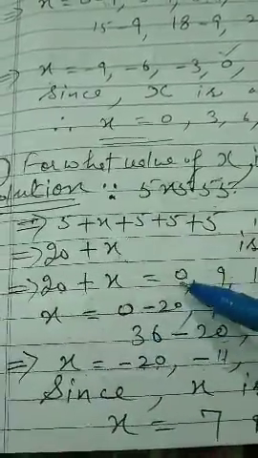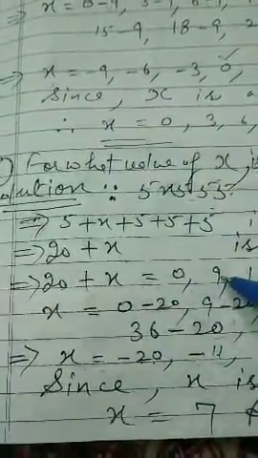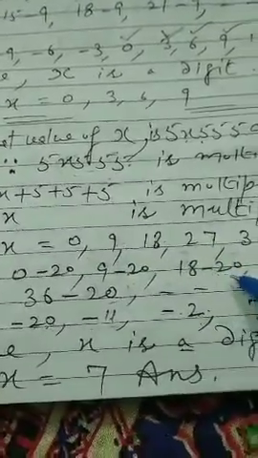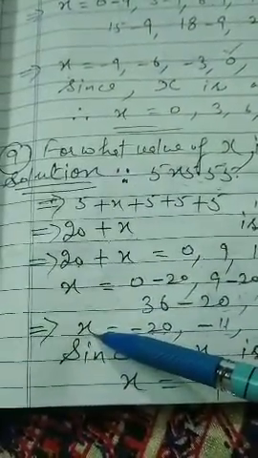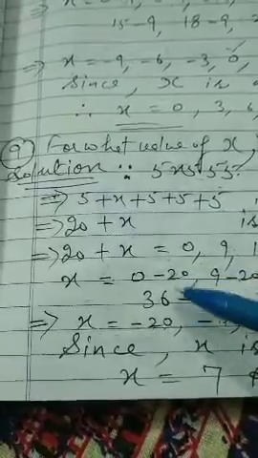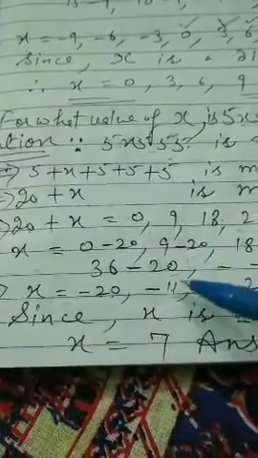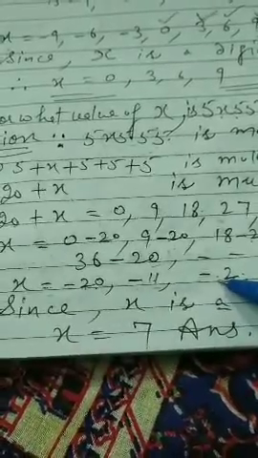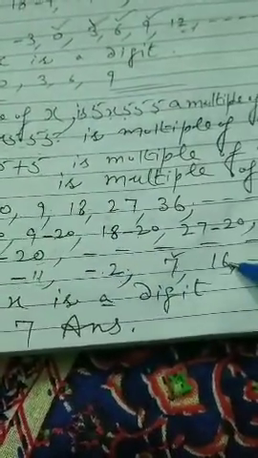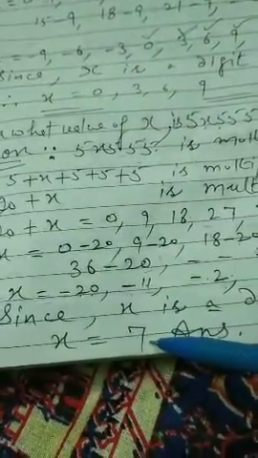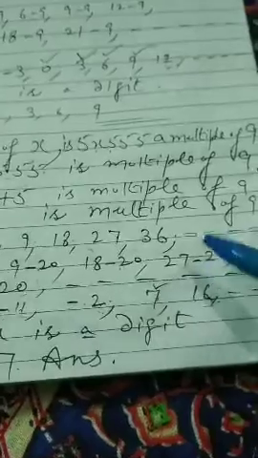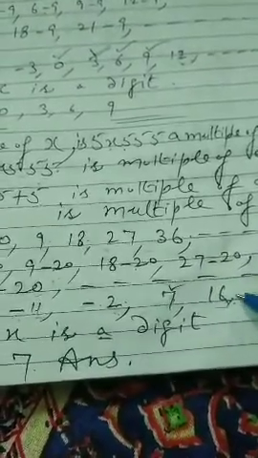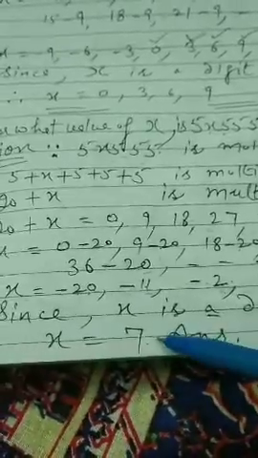X is equal to 0 minus 20, then 9 minus 20, 18 minus 20 and so on. What are we getting? X is equal to, from here you are getting minus 20, then here you will get minus 11, minus 2, 7, 16 and so on. Finally, your answer is 7. How? We are not taking any negative value. We are not taking 2-digit value. Since x is a digit, so answer is 7.